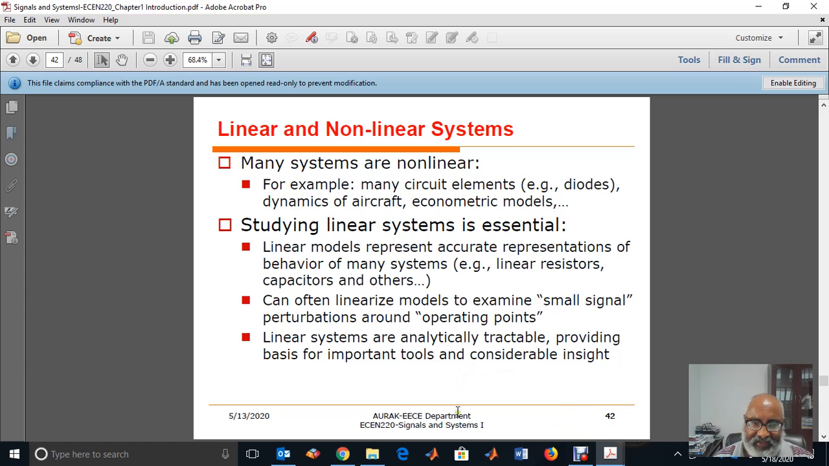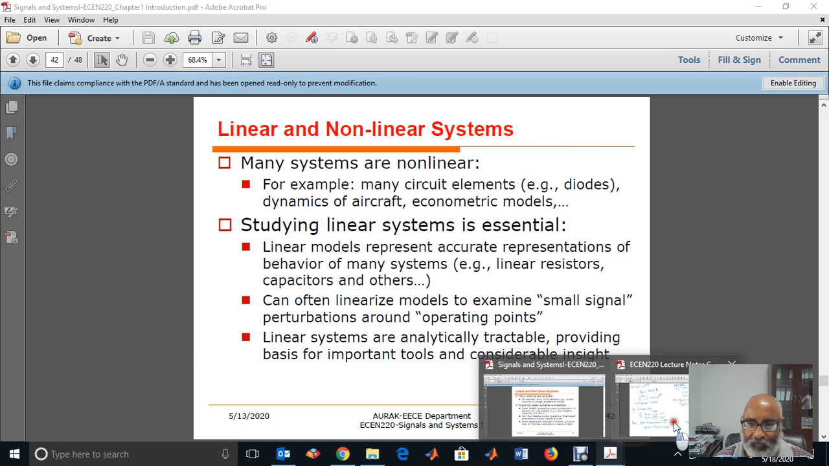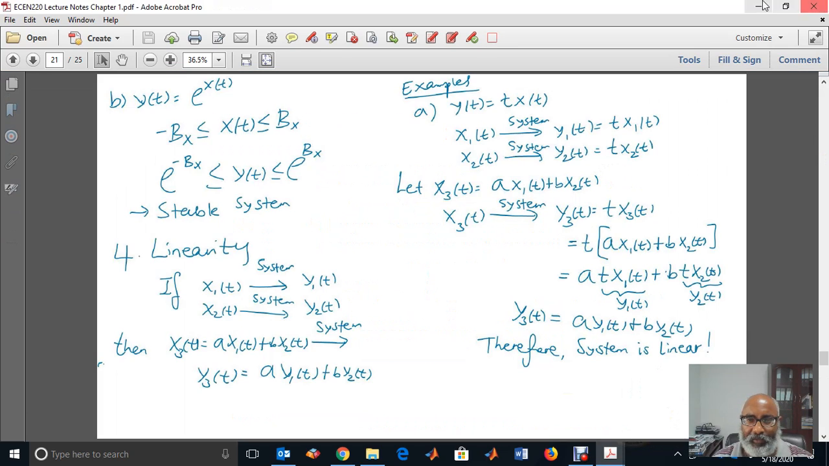And if the system is nonlinear, we can also have an approximate linear model. We can linearize a nonlinear system at a certain operating point. So that's why the linearity property is very important, and it is available in many disciplines, in many fields. So it's important to understand the linearity property. Okay, now an example will make it clearer.